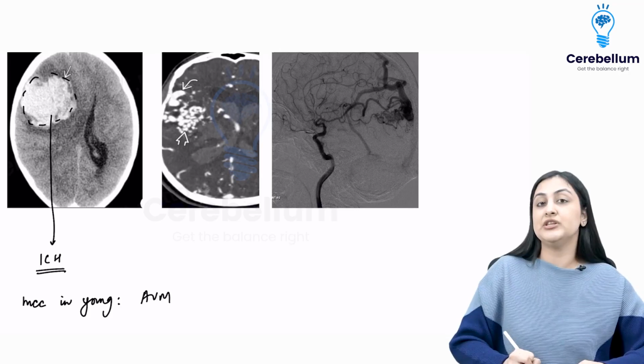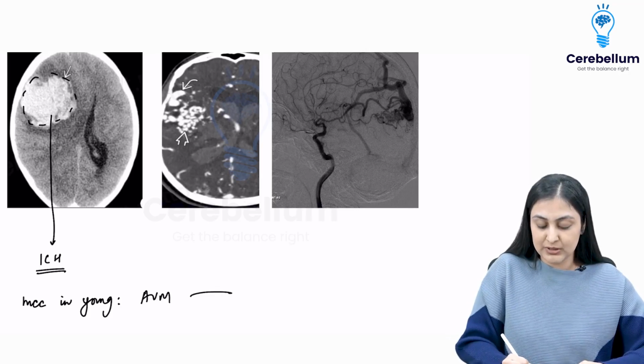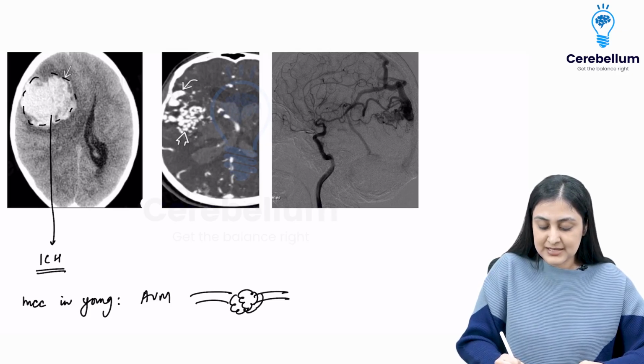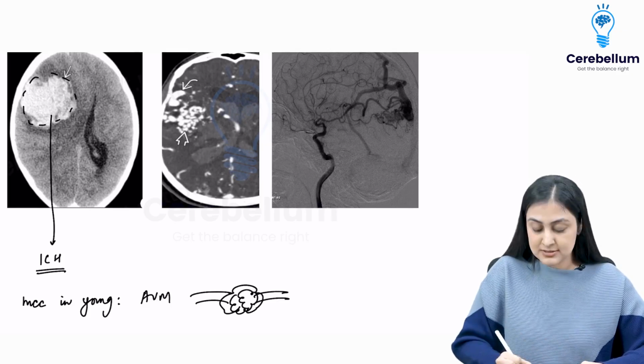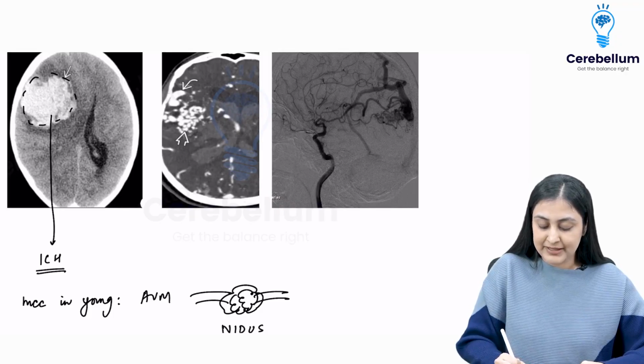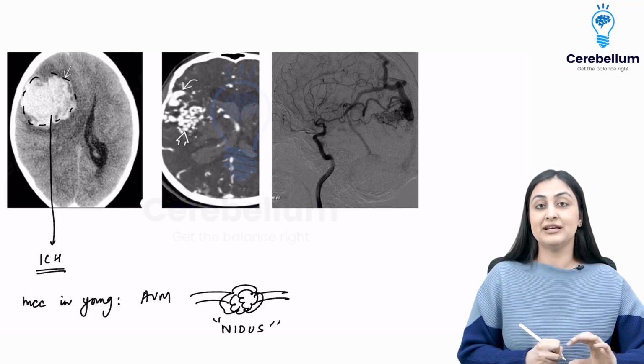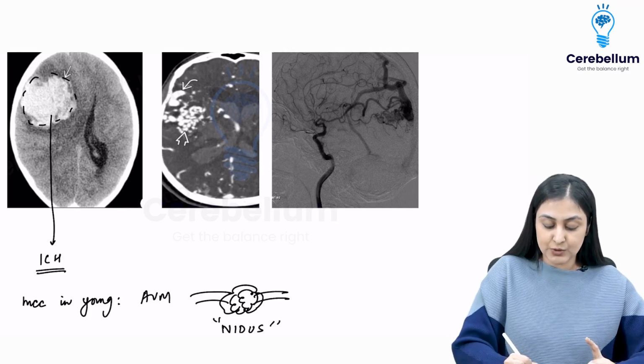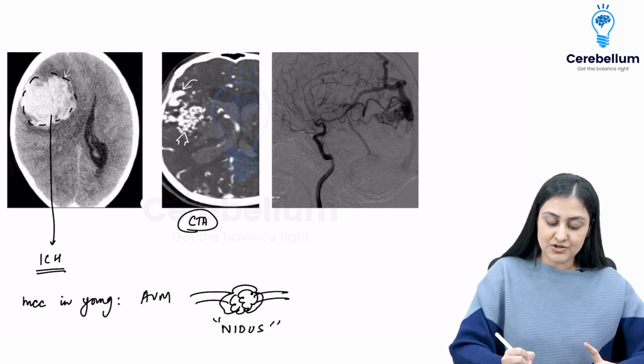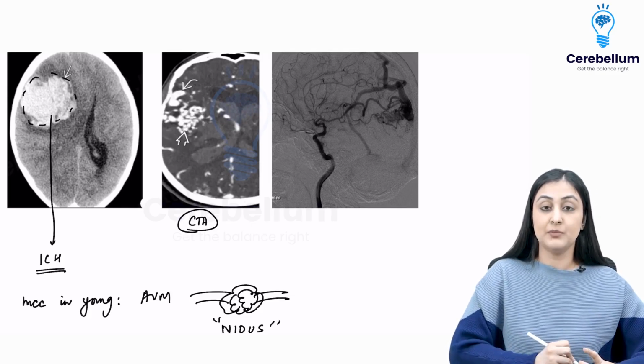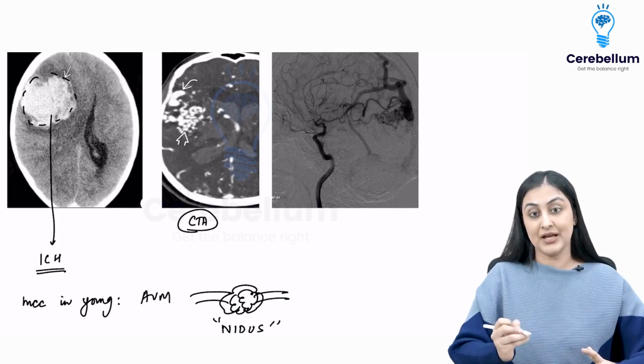Arteriovenous malformation is an abnormal communication between the arteries and veins via a dysplastic network of vessels that we call the nidus. The hallmark of an AVM is the nidus, and when we do a CT angiography, you would see how between the large arteries and veins there is this abnormal network, which is the nidus.